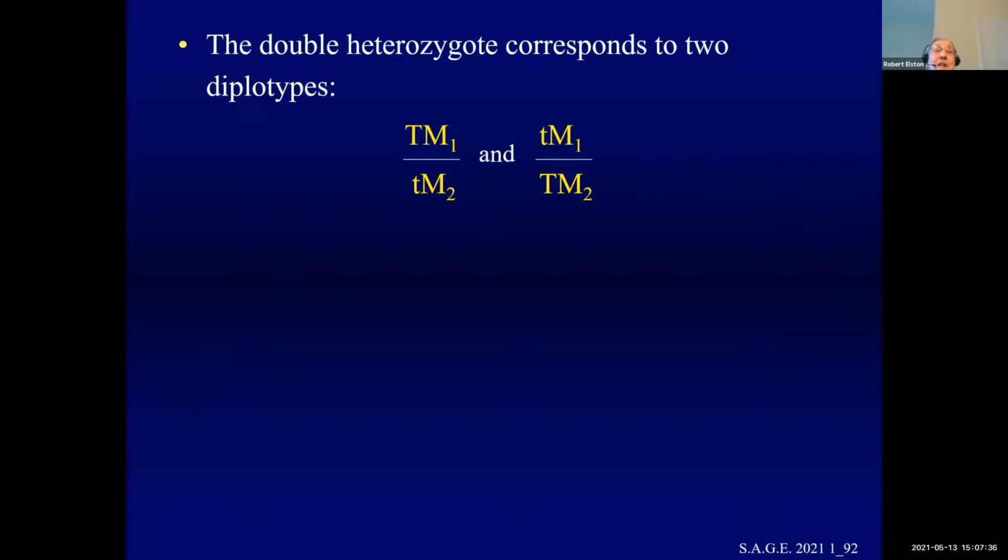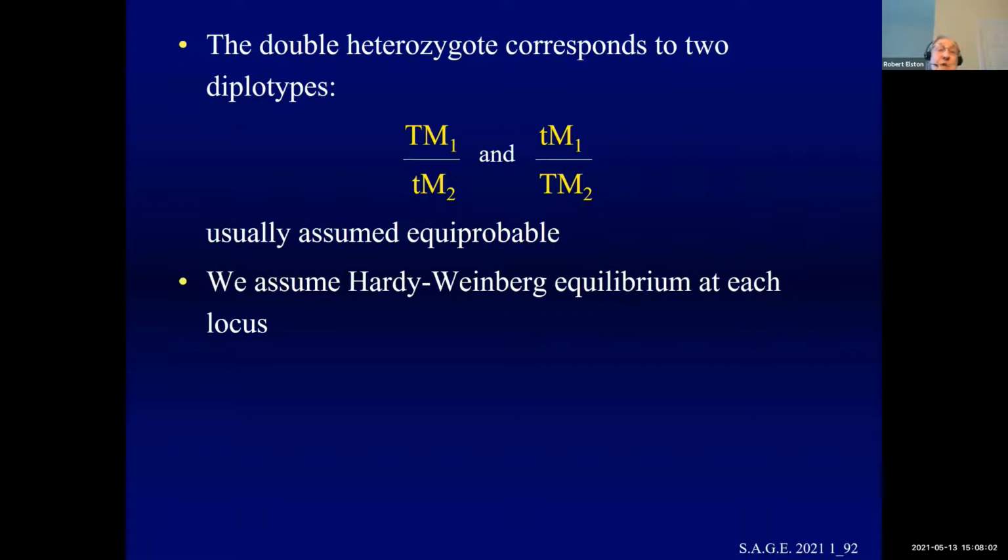So if we know which parent the alleles came from, we have two different diplotypes. These are called the two different phases of linkage. And we usually assume these are equiprobable. They don't have to be, but this is a usual assumption. We also assume Hardy-Weinberg equilibrium at each locus, whether it's true or not. We make these assumptions, and these are difficulties if they are not true.